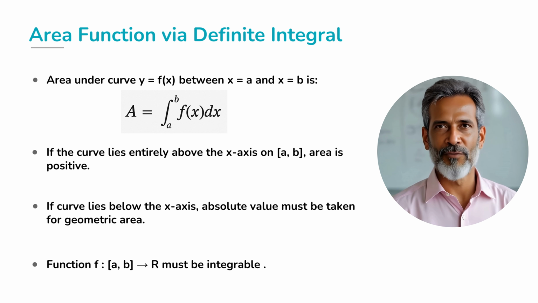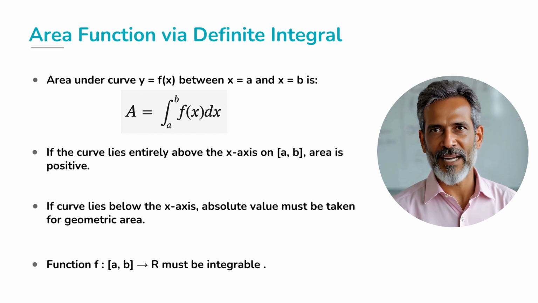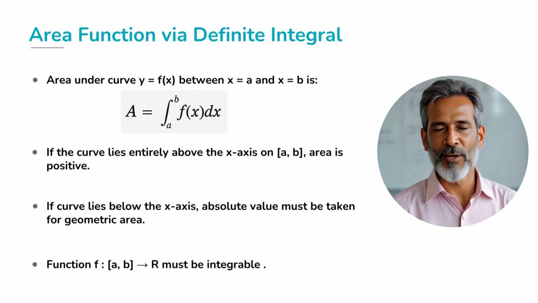The area under a curve y equals f of x between x equals a and x equals b is given by A equals the integral from a to b of f of x dx. If the curve lies entirely above the x-axis, the area is automatically positive. If the curve lies below, then we must take the absolute value to represent the geometric area. And importantly, the function f defined from the interval [a, b] into the real numbers must be integrable. In practice, this means f should be continuous or at least piecewise continuous. That's how we ensure the integral makes sense.